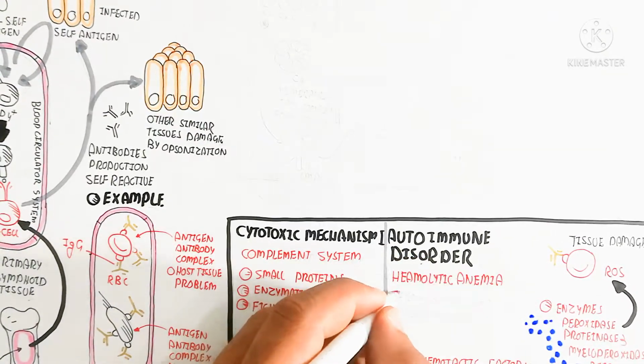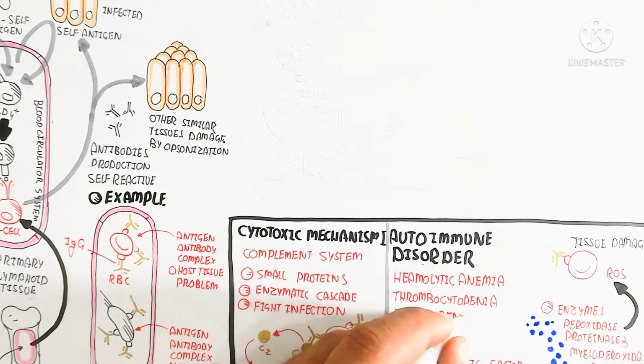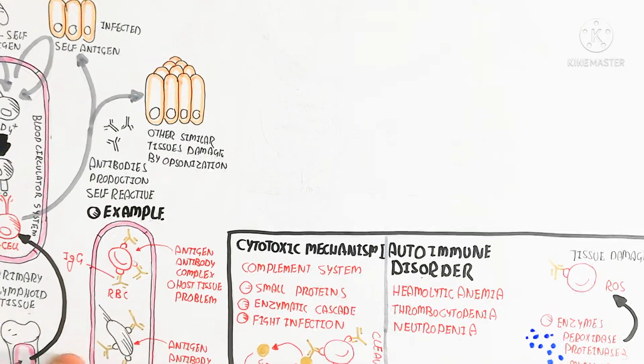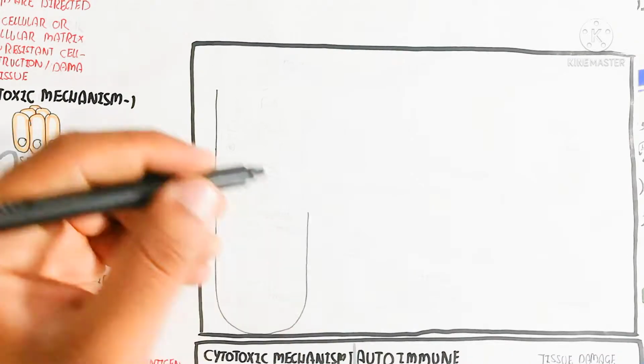So the tissue will be damaged through reactive oxygen species also produced. So in this way, I hope you make sense. Let's begin to understand the cytotoxic mechanisms. Second, the cytotoxic mechanism.